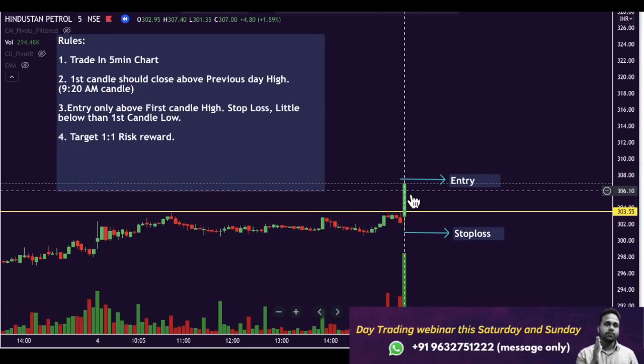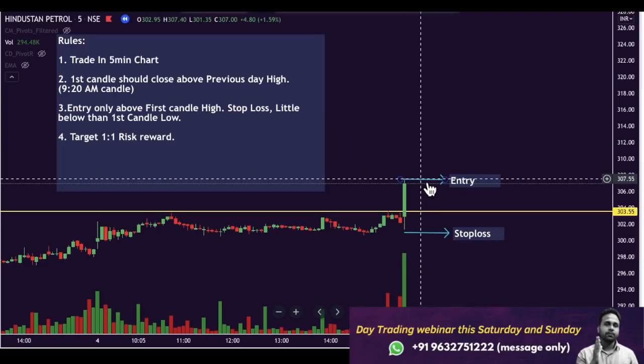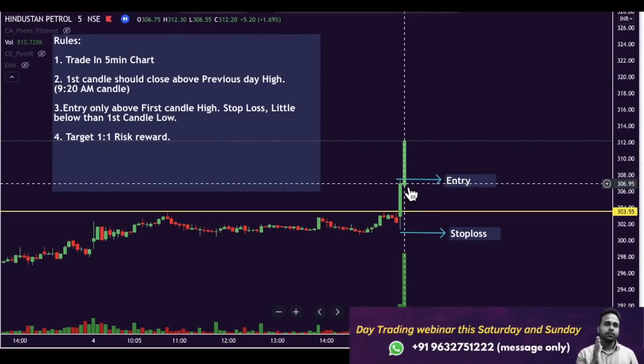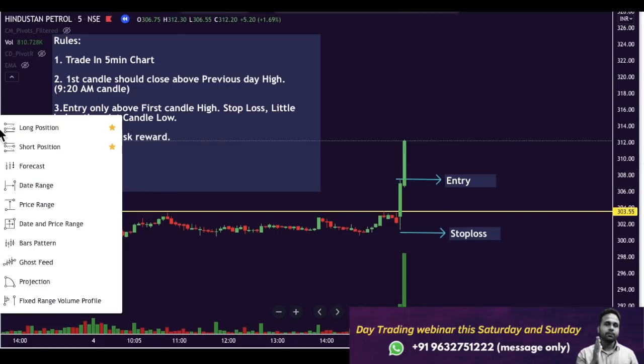Our entry will be when the next candle opens. We will set a market order at this price level, and when the next candle opens and touches this level, our entry will get triggered. Now traders, if you see here, the second candle broke the high of the first candle, so our entry will get triggered here.